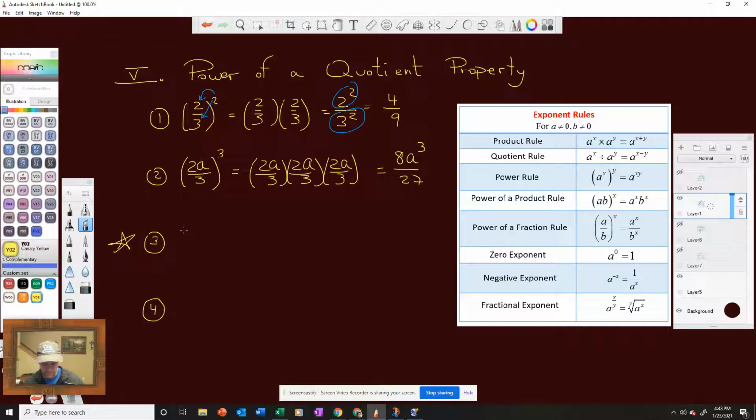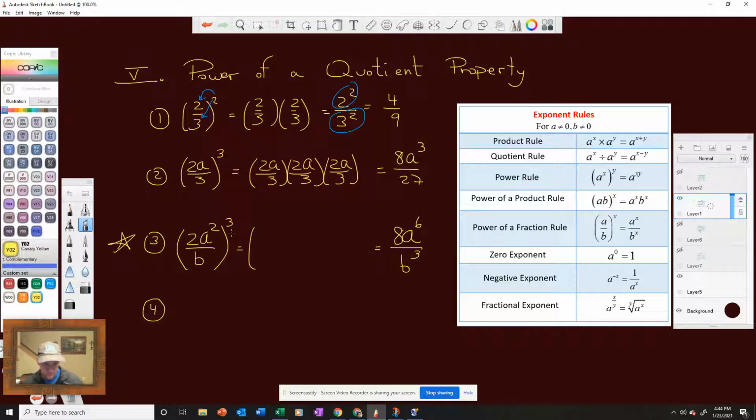So let's try it. We're going to try 2a squared over b squared. Let's go cubed. All right. What about that? You pause the video and try it. You should have 8a to the 6 over b cubed.